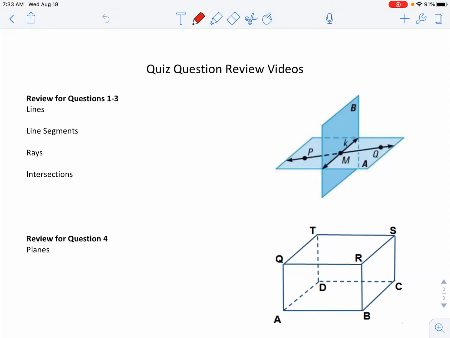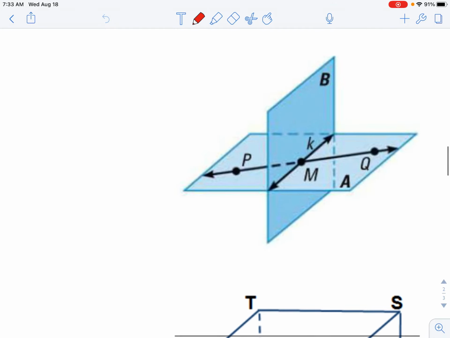Okay, students, so here's a quick review if you need some help on these quiz problems. But let's talk about lines first. So we'll use this as an example. Here's line PQ. And notice these arrows mean that the line actually extends forever. Alright? And a line contains infinitely many points.